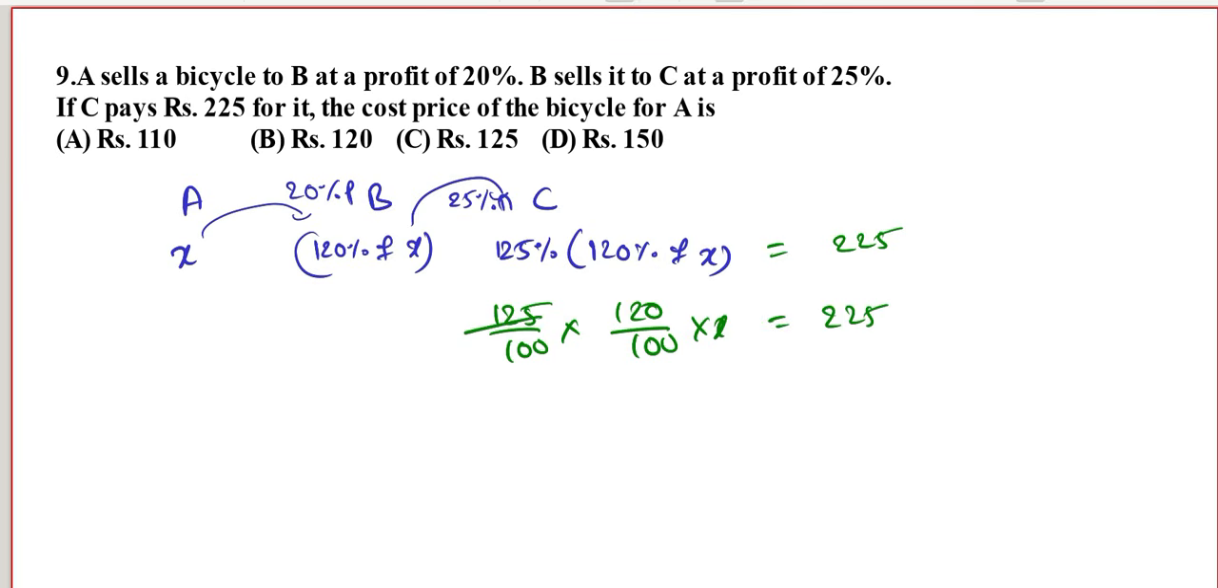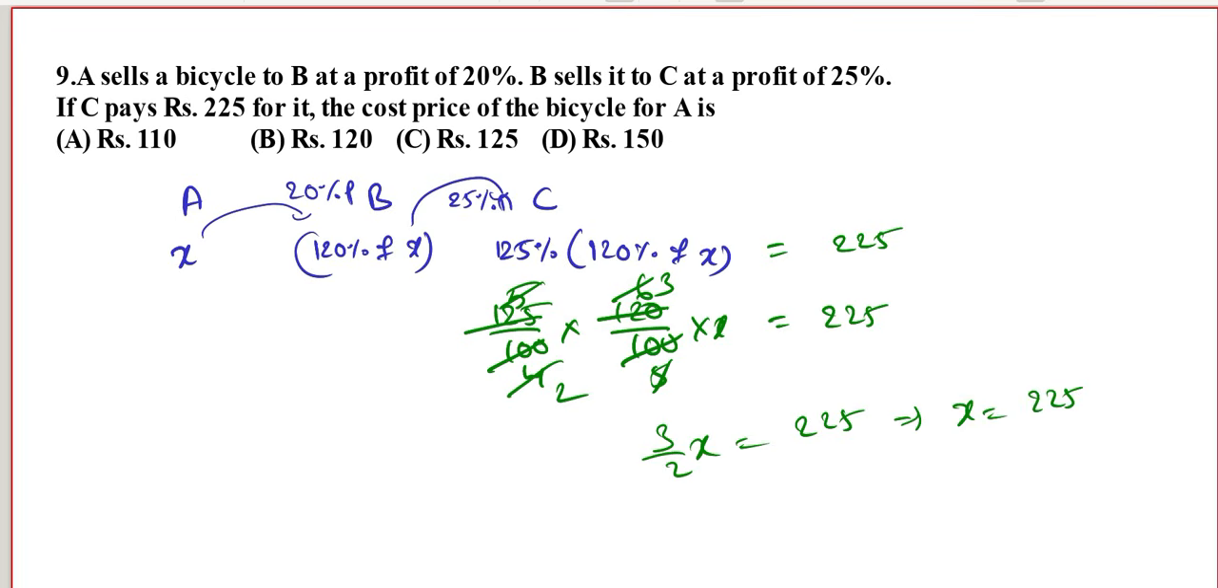Cancelling, 25 fives are 125, 25 fours are 100, so the 5s get cancelled. So 2 threes, 2 twos. So 3/2 times X is equal to 225. From this, X is equal to 225 into 2/3. 3 ones are 3, 3 sevens are 21, so X is equal to 75 into 2, that is 150 rupees. So A's cost price is 150 rupees. That is option D, the correct one.